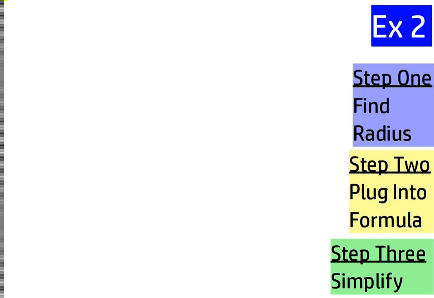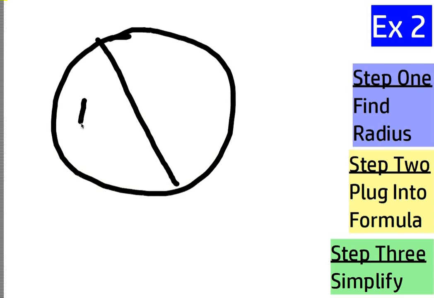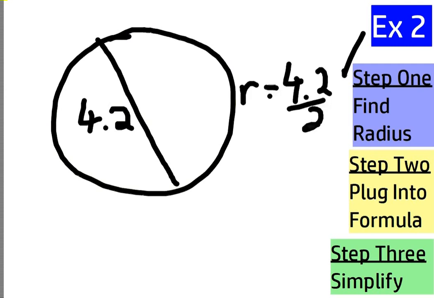But let's go ahead and draw it. So we have, again, not a perfect circle. Now, the length that they give you goes all the way across. So in order to find the radius, she's right, you would just take 4.2 and divide by 2. So your radius would be 2.1.